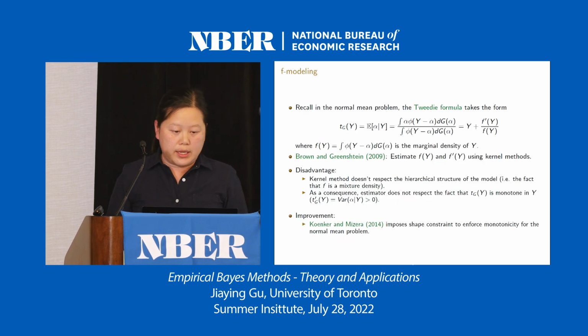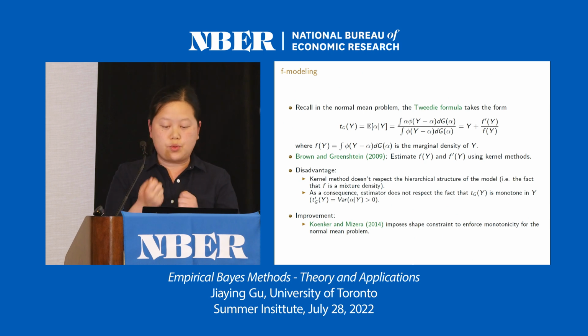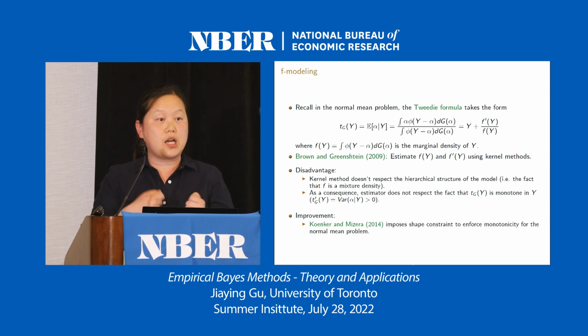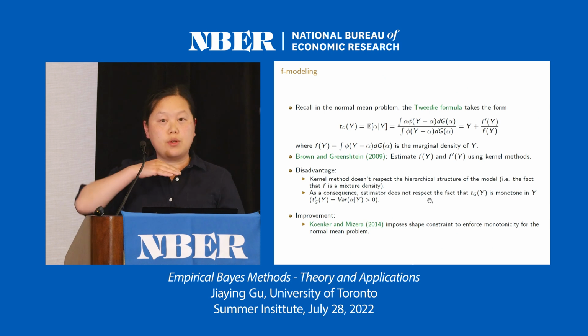Just very briefly on F modeling: we have the Tweedie formula, which suggests that the posterior mean depends on the prior G only through the marginal density F, right? Because G is hidden in this marginal density F, and F is the only thing that enters into the Bayes rule. That leads to Brown and Greenshtein suggesting a kernel method to estimate F and F prime. Now, the disadvantage of the F modeling is that the kernel method usually does not respect the hierarchical structure of the model. It will not respect the fact that the marginal density F comes from a mixture model. As a consequence, the resulting estimator using F modeling in the Tweedie formula is not going to respect the fact that the Bayes rule is supposed to be monotone in Y.